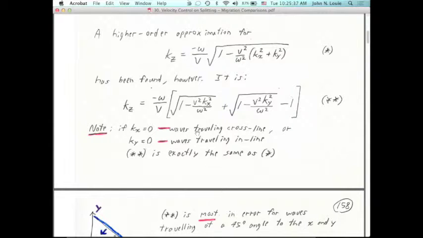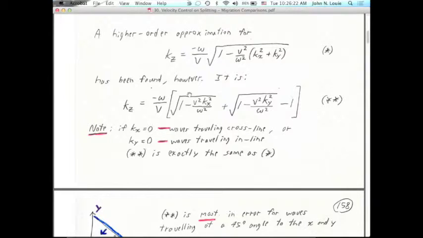Okay, so that's the approximation that Dave Brown proposed, and I want to make a couple of notes here. Okay, so the two star equation is the approximation of the one star equation. Okay, when is the two star equation exactly precisely equal to the one star equation? Well, if kx equals 0, okay, then it becomes exactly the one star equation, okay, when kx equals 0. If ky equals 0, the two star equation is an exact representation of the one star equation. Okay?